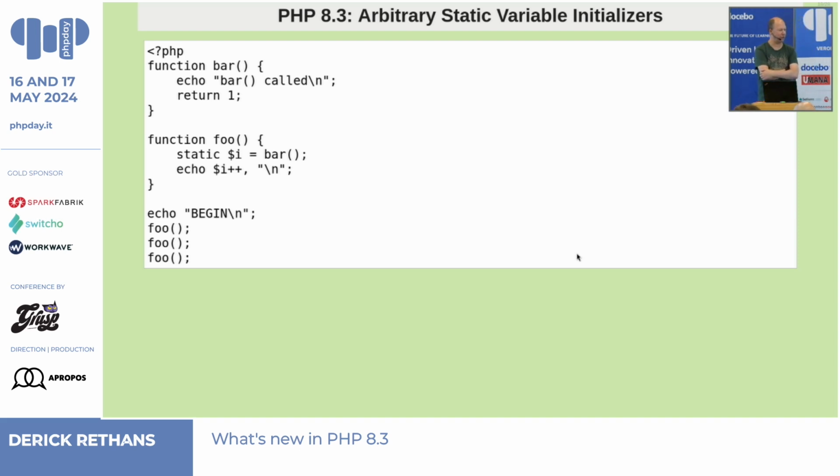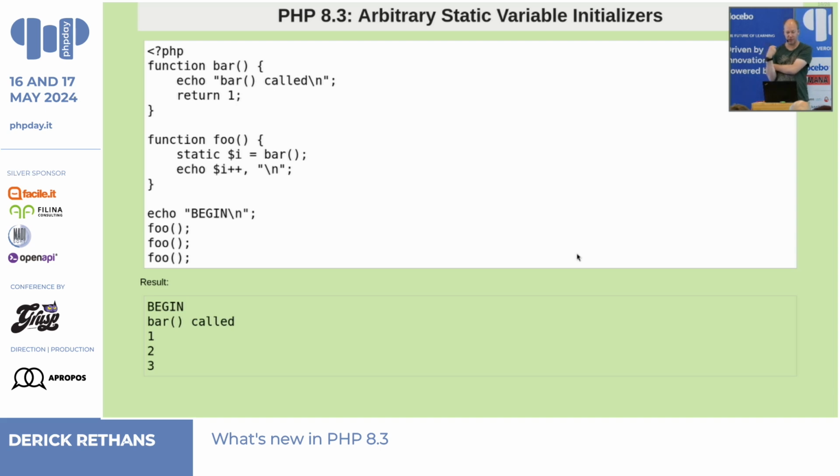So all of these things got fixed in PHP 8.3. You can only do static $i once. They are only called the first time you call this function, then it gets defined. And you can also call methods or functions in that to initialize the value. So in PHP 8.3, this will work much more like you would expect it to work.